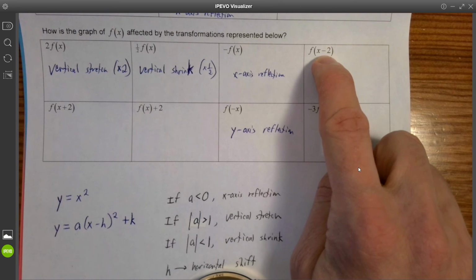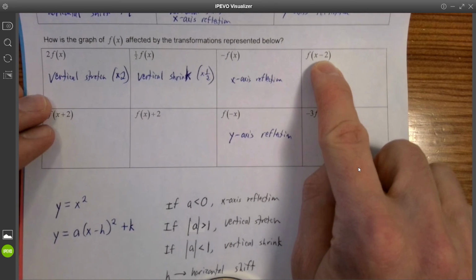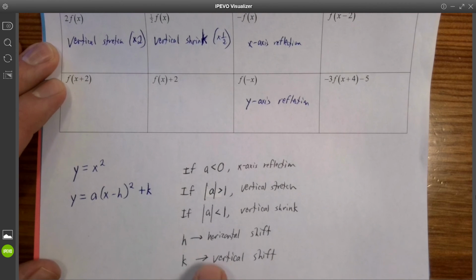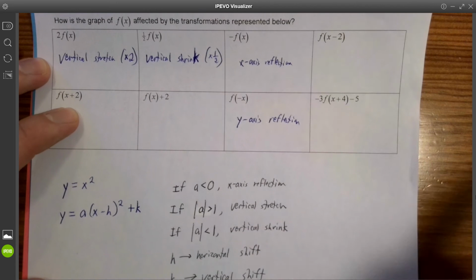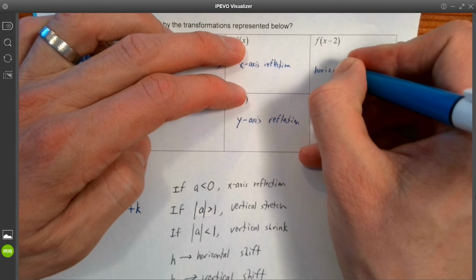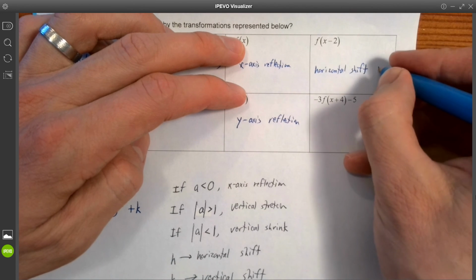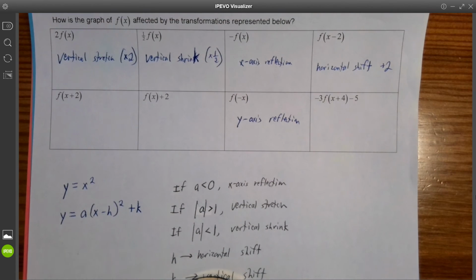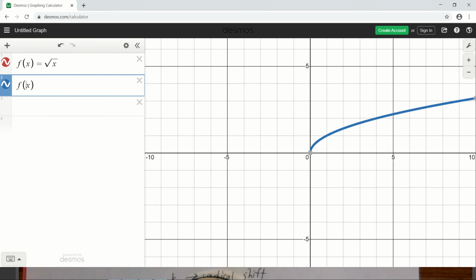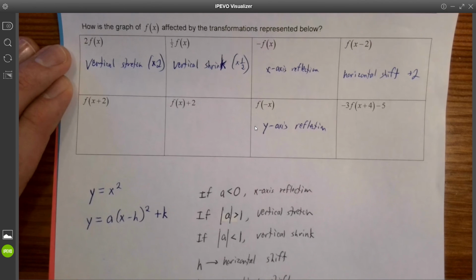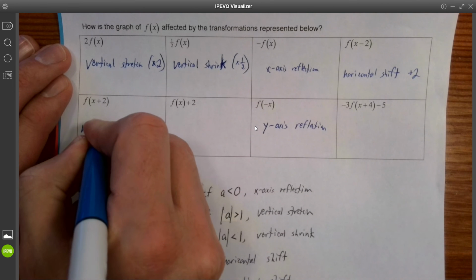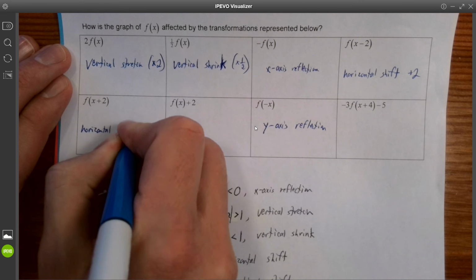This is on the inside of what's going on. So when I'm on the inside of whatever operation I'm doing, then I will disobey my sign and I'll have a horizontal shift. So I do know I have a horizontal shift. And it's not -2, it's +2. And if you need it proved to you, then I will very quickly. I don't want f of x, I want f of x - 2. And it shifted it to the right 2. It was at 0, now it's at +2. The next problem is going to be left 2. Horizontal shift to the left 2.